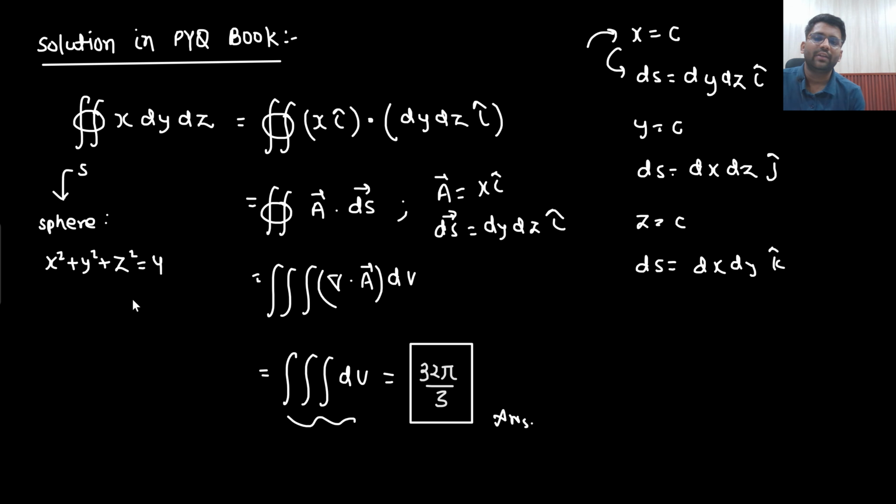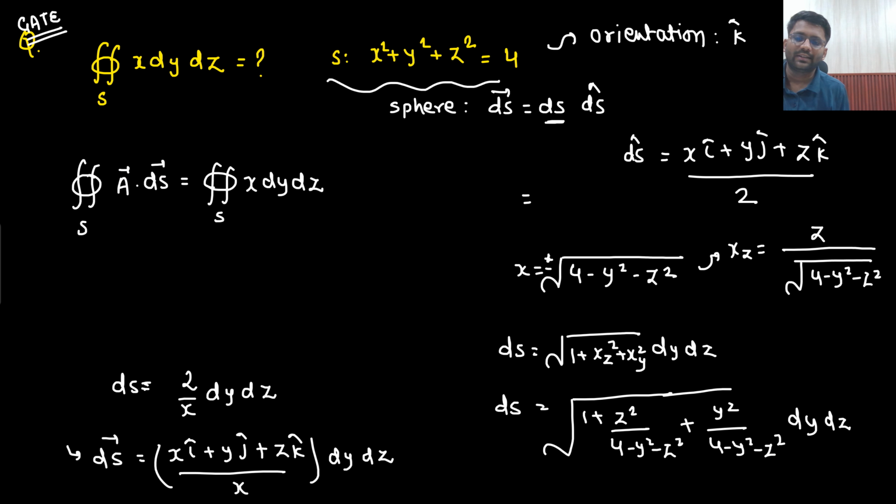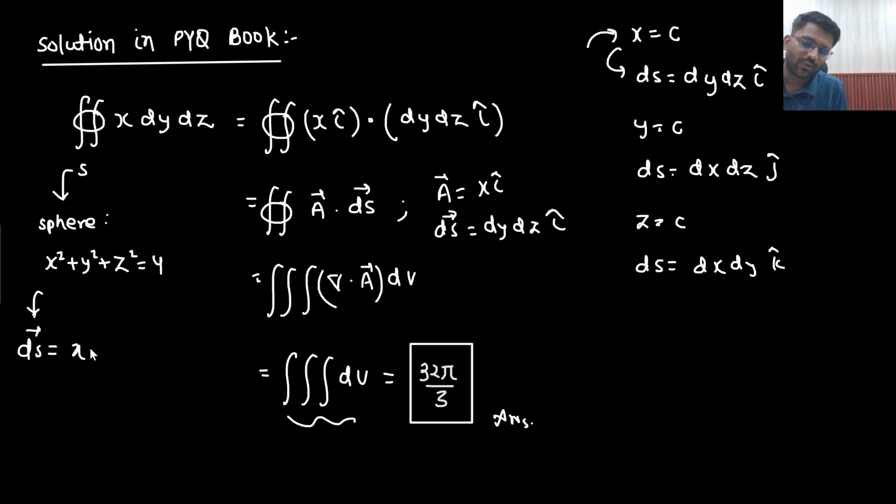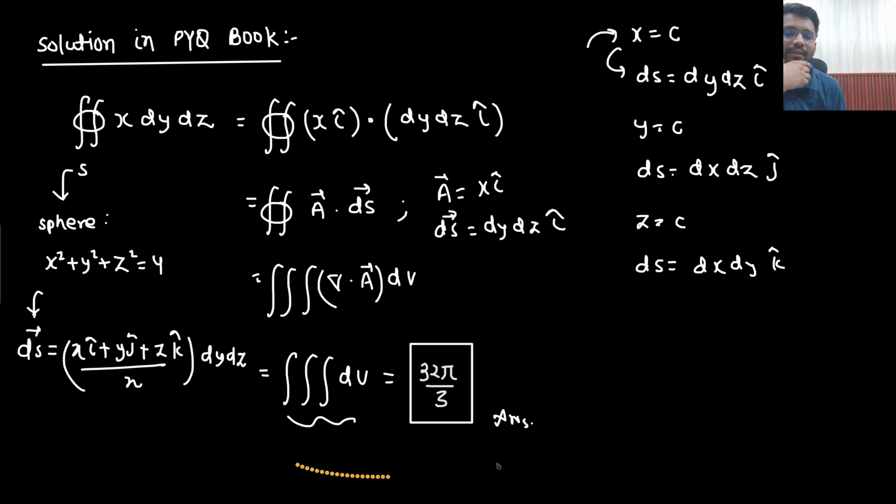xi cap dot dy dz i cap. I don't know how you have taken this as ds vector, but sir, for a sphere, ds vector is something else. Sir, for a sphere, my ds vector came out to be something else. That came out to be somewhat like xi cap plus yj cap plus zk cap divided by x dy dz. Sir, this was the surface vector. What are you doing? But the answer is the same. Okay.